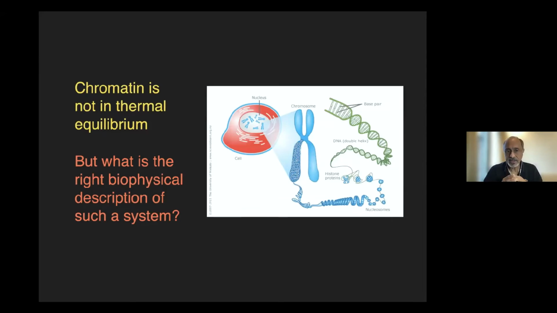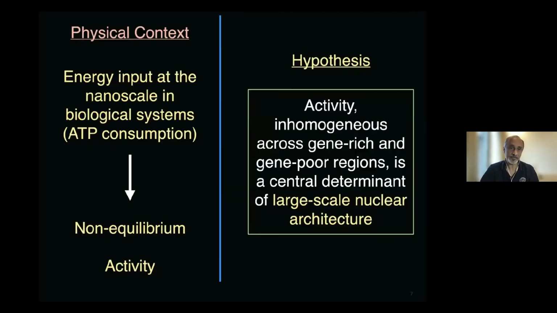The most important thing to remember here is that there are a lot of what are called active processes, non-equilibrium processes that happen on chromatin. Chromatin is not in thermal equilibrium. But then the question is, how do you describe such a system that is not in equilibrium? And how do you extract anything that's useful in terms of either insight or in terms of being able to compare to a real experiment, to experimental data?